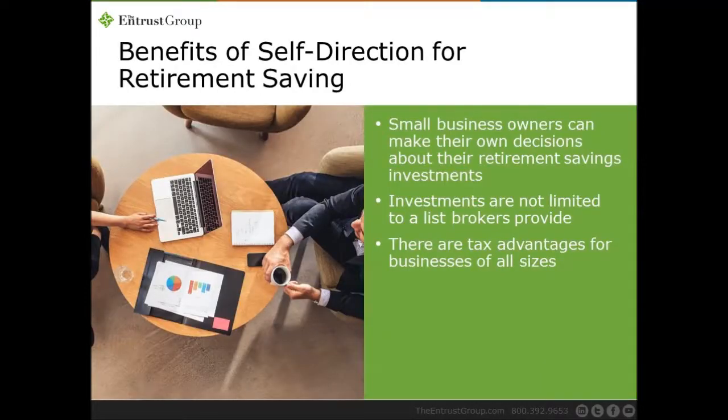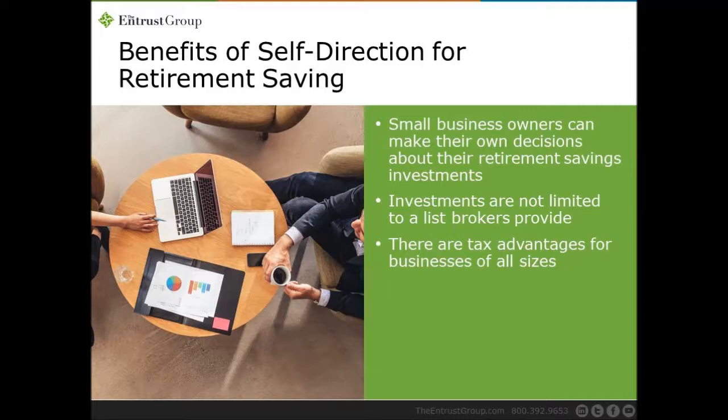Now, benefits of self-direction for retirement plan savings. Small business owners can make their own decisions on retirement savings because they can choose their own investments, again, in a self-directed account. Investments are not limited to a list that the brokers provide. In other words, we're not limited to stocks, bonds, and mutual funds. You can actually choose any investment that you choose to invest in, as long as, number one, the investor is qualified to invest in the investment, and number two, it's allowable under law.